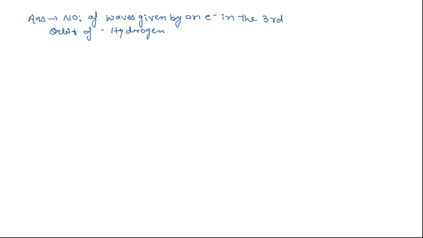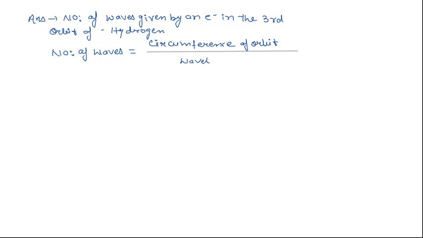Right? So, how will you find out the number of waves? Do you know the formula? The number of waves is equal to circumference of orbit upon wavelength.